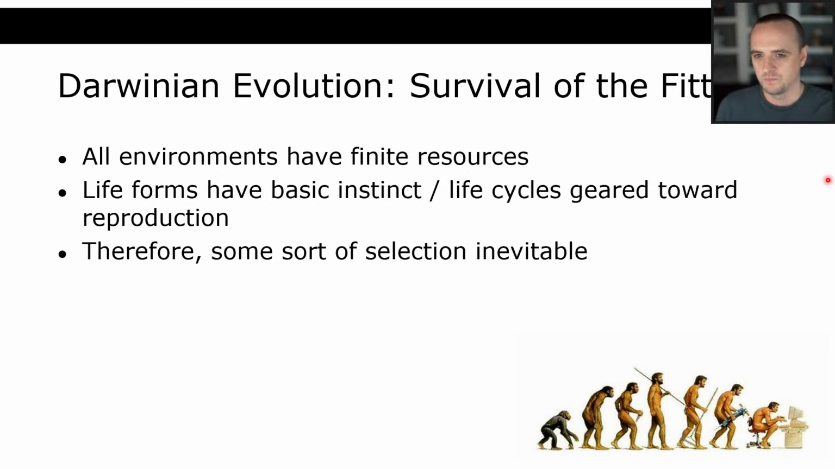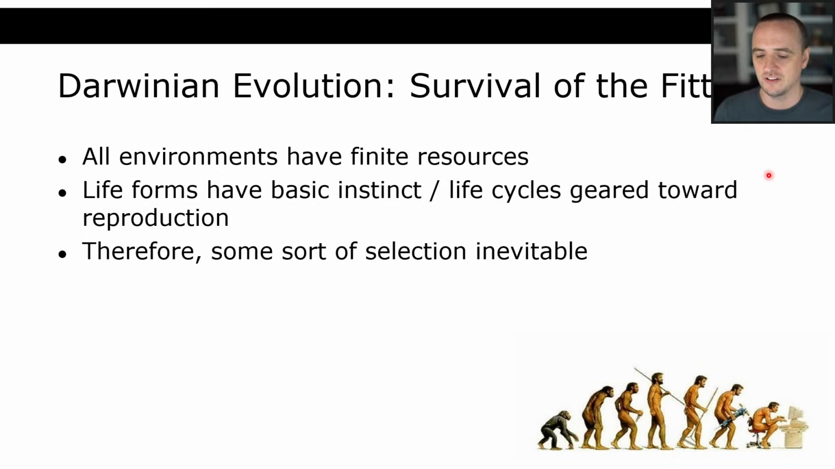So therefore, if there's a finite amount of resources and the base instinct of everything is to reproduce, then there must be some sort of selection that happens, right?